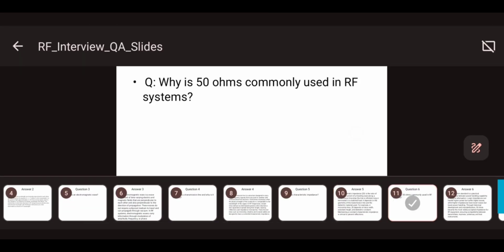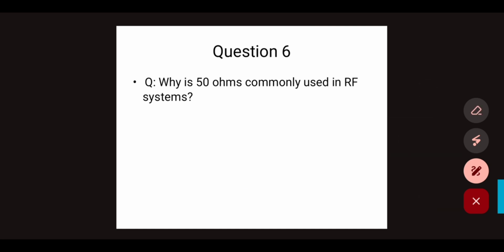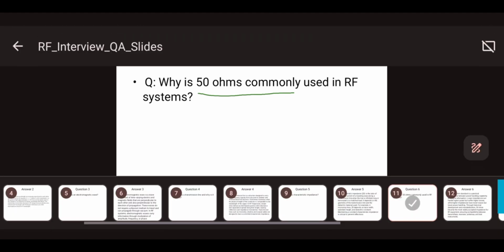Now, why is 50 ohm commonly used in RF systems? I think many of us have worked with instruments like VNA, where we put 50 ohm impedance to one of the ends of such instruments while calibration and all. Now, why 50 ohm? It has a long history, but there is another reason for choosing 50 ohms, like lower loss. So let's see why 50 ohm is used.